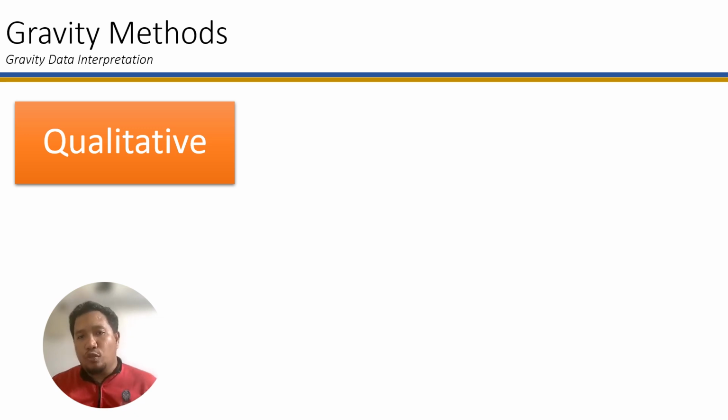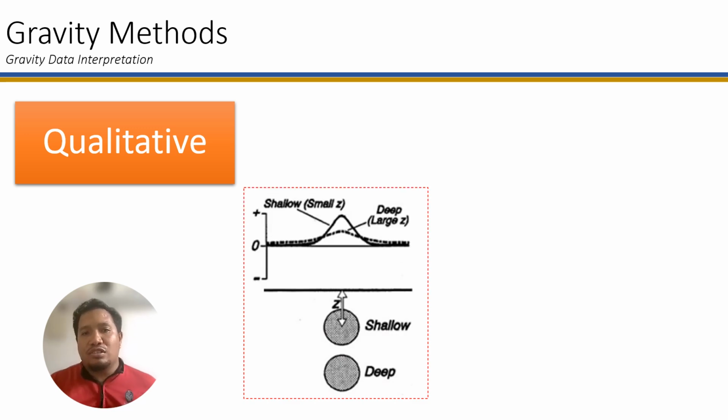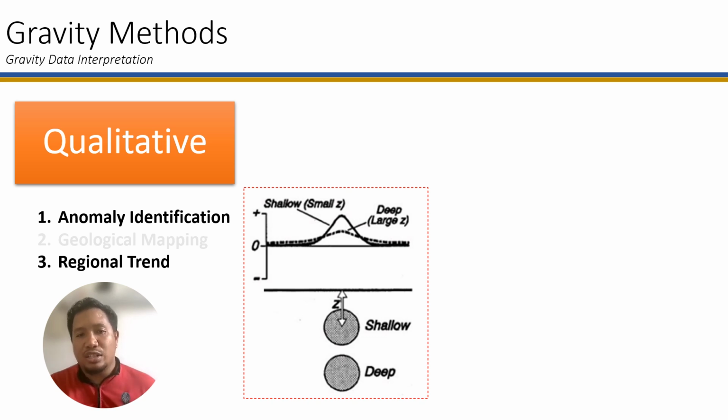Most of the time, geophysicists observe and evaluate the gravity responses based on the anomaly attributes like amplitudes and wavelengths. For example, the response of the same source body depends on the depth of the body. A shallow body will give high response of anomaly but lower response if the same body is situated at the deeper part. We can have a preliminary data interpretation or any idea first when we look into the data. The key aspects of qualitative interpretations include, number one, anomaly identifications, geological mappings, and regional trends.